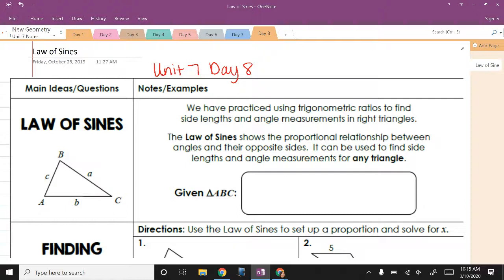So it says we have practiced using trigonometric ratios to find the side lengths and angle measures in right triangles. The law of sines shows the proportional relationships between angles and their opposite sides. It can be used to find side lengths and angle measures for any triangle. So we use sine, cosine, and tangent, SOHCAHTOA, to find missing sides and angles in right triangles. We're going to use the law of sines to do it for a regular triangle that's not a right triangle. So it's a proportion.